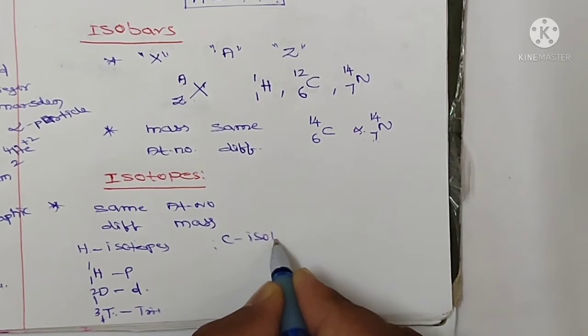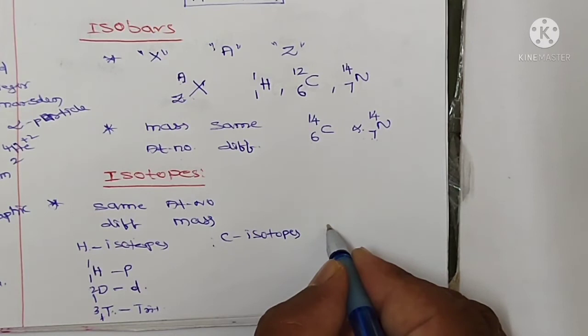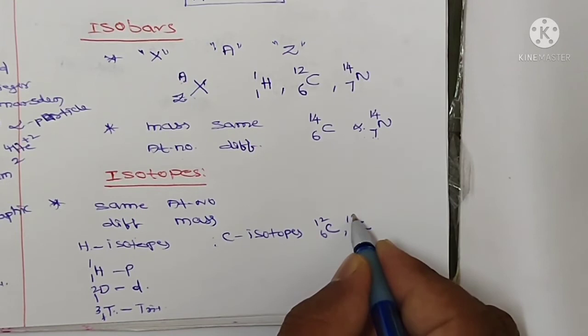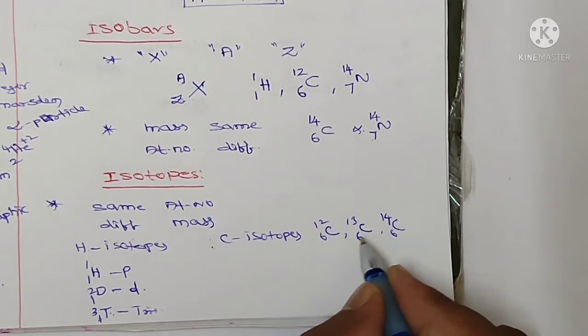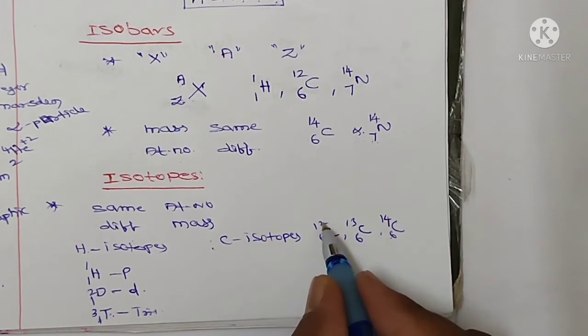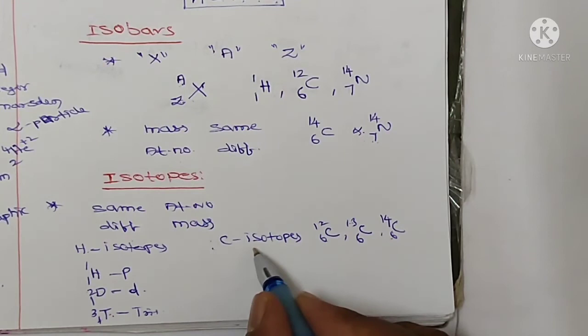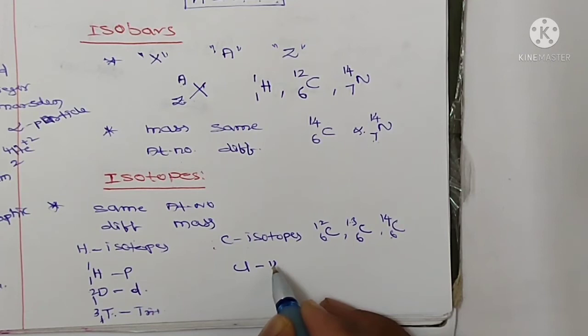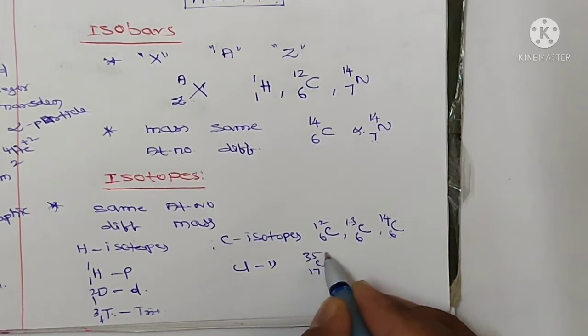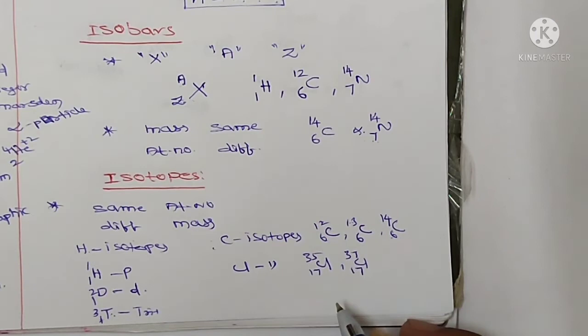Carbon isotopes: C-6-12, C-6-13, C-6-14. So these three are isotopes of carbon. The atomic number is the same but the mass number differs. Next, chlorine isotopes: Cl-17-35 and Cl-17-37. So the atomic number is the same but the mass number differs.